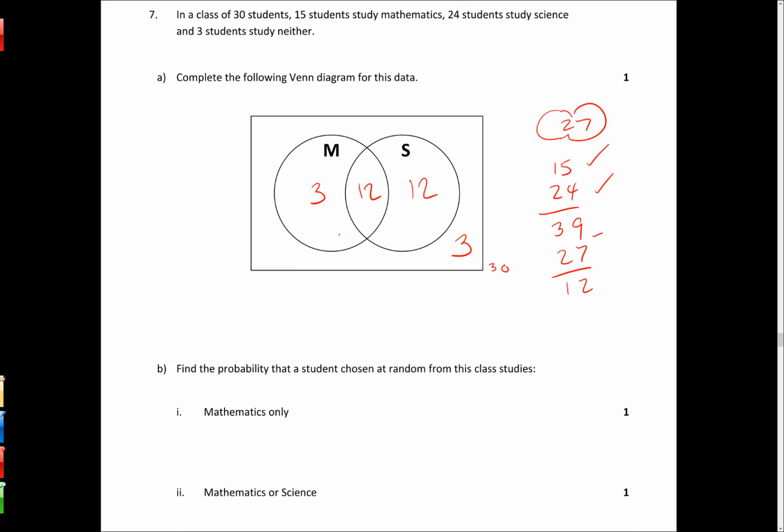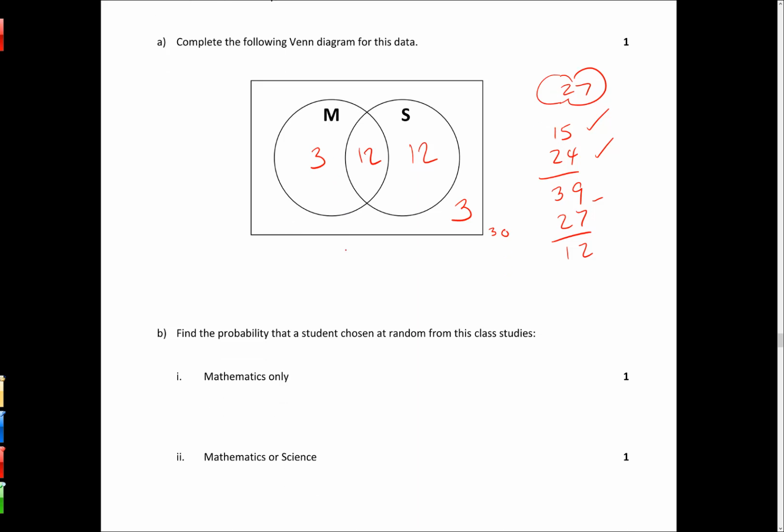Find the probability that a student chosen at random from this class studies maths only. Well, that's only 3 people. Only 3 people studied maths only, and it says probability, not number. So my answer is not 3. It's 3 students chosen at random from this class. How many were there? 30. 3 of these students out of the 30 studied mathematics only, or a tenth if you want.